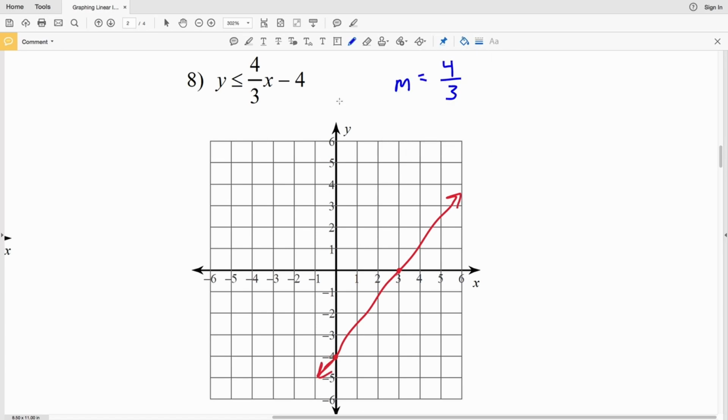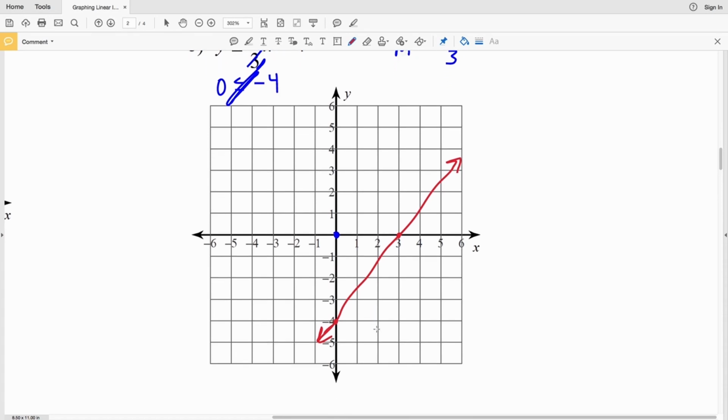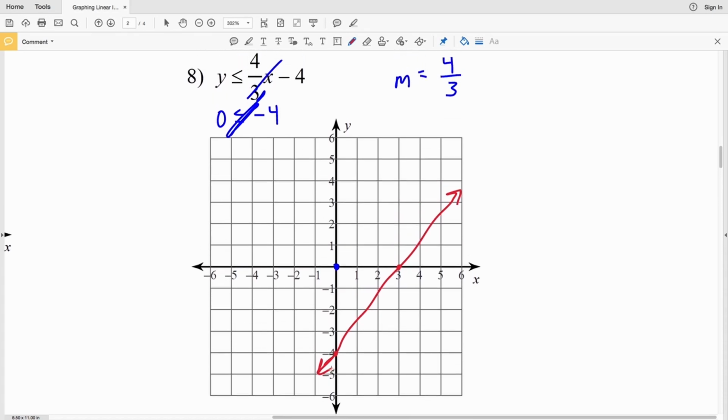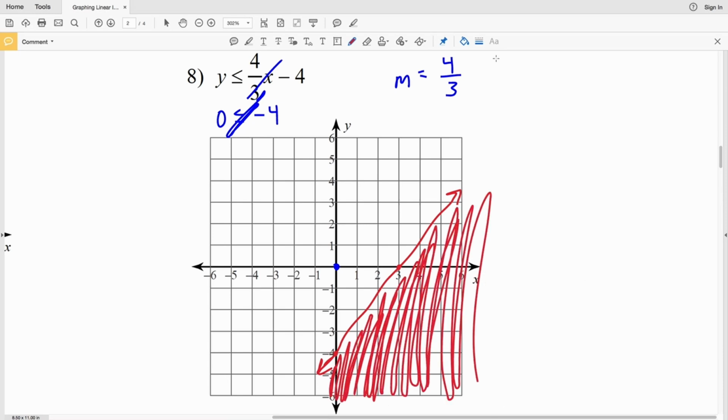Now let's see which way we're going to shade. Let's use our test point of 0, 0. If you plug in 0 for x, that'll be 0, so you'll be left with negative 4. Is 0 less than or equal to negative 4? No, that's not true. So we're not going to shade in including the 0, we're going to shade in the side that does not include 0. So that's everything to the right or below this solid line. And that's the answer to number 8.